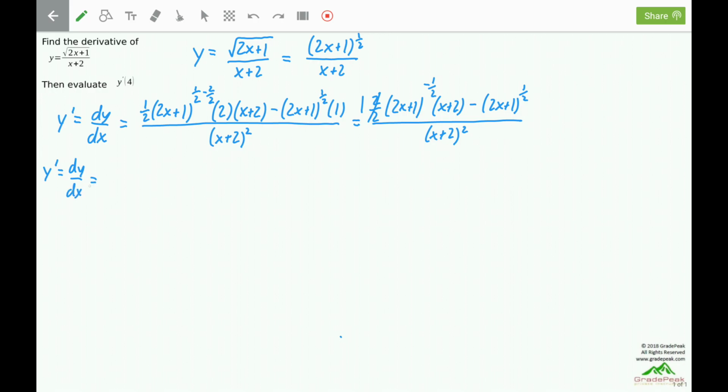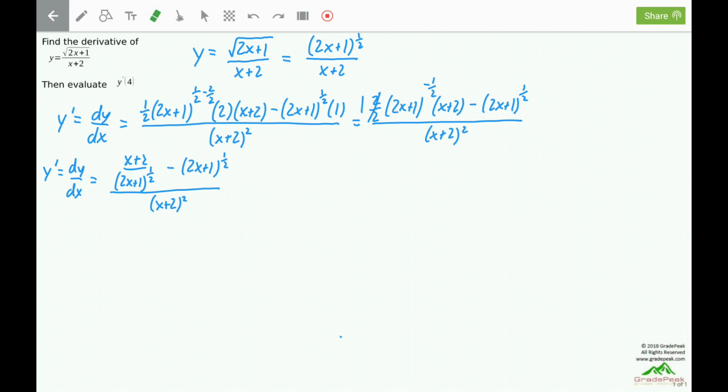dy dx, is equal to, now this first term has a negative exponent. That will move to the denominator, this will not. So it will end up below it. So we have an x plus 2 over a 2x plus 1, which will now be to the positive 1/2 power. And we have minus a 2x plus 1, which is already to the positive 1/2 power. And the entire thing over x plus 2 quantity squared.